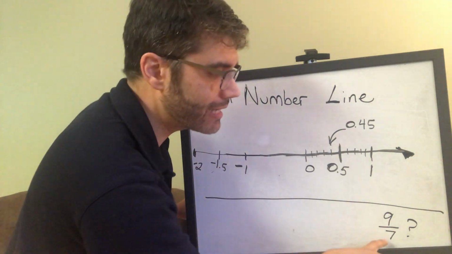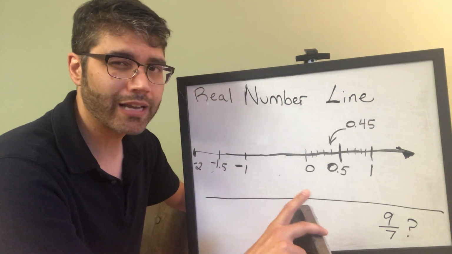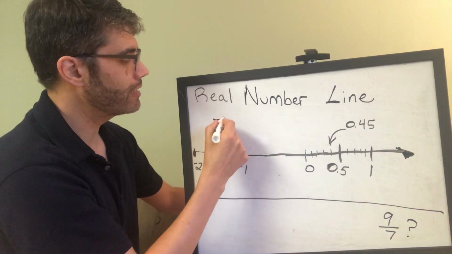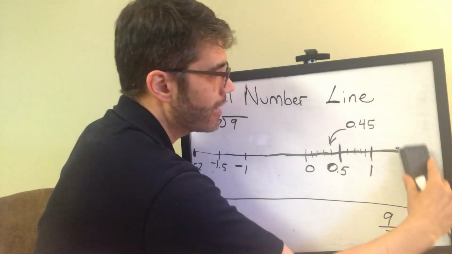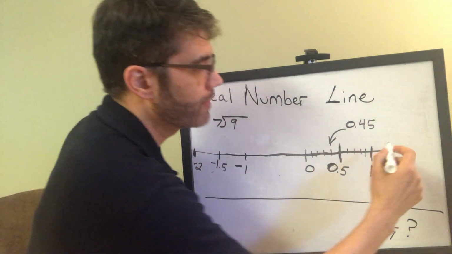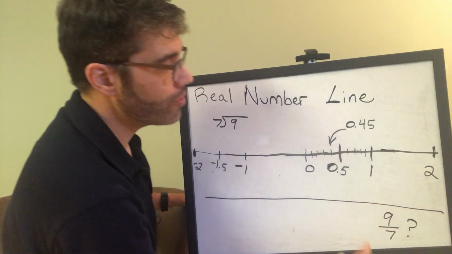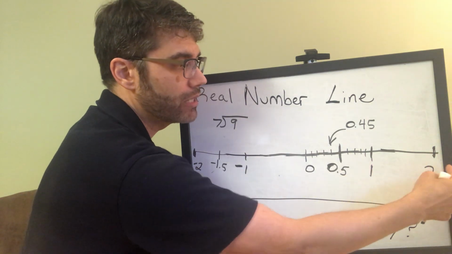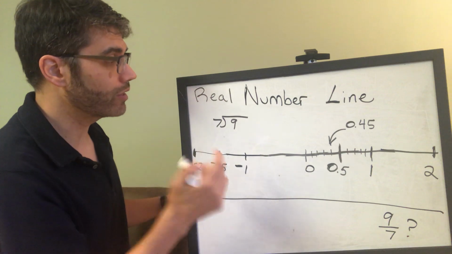But we also know that 7 doesn't go into 9 twice. 7 goes into 14 twice, but not 9 twice. So we know that if we divide 7 into 9, we'll get 1 point something. So if we extend this line, sometimes you have to extend the line a little bit. So let's say this is 2 right here. So we know that 9/7 lives somewhere above 1, but less than 2. And we can get a little bit more exact by actually figuring out what the long division is.